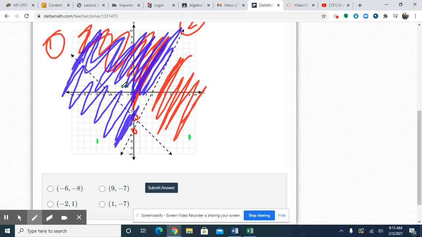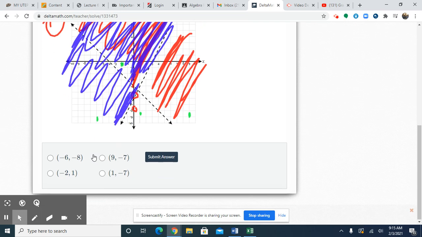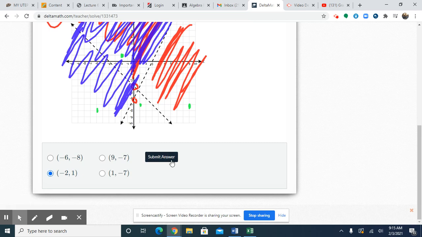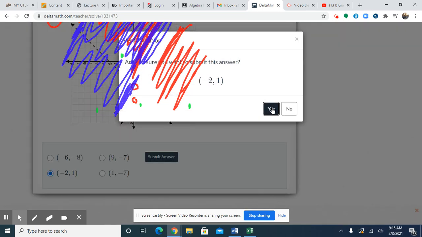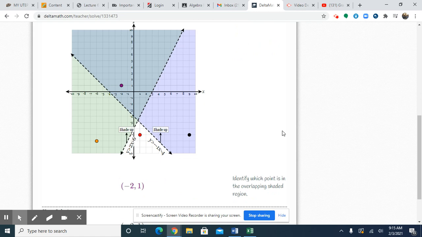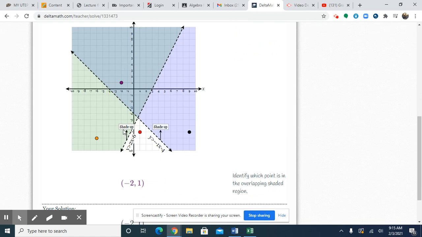-2 and 1 is one that falls within both solutions. And finally, we have 1 and -7, which falls outside, which is a solution to none of them. But the solution should be -2 and 1. And again, this is just a summary of what it should look like.